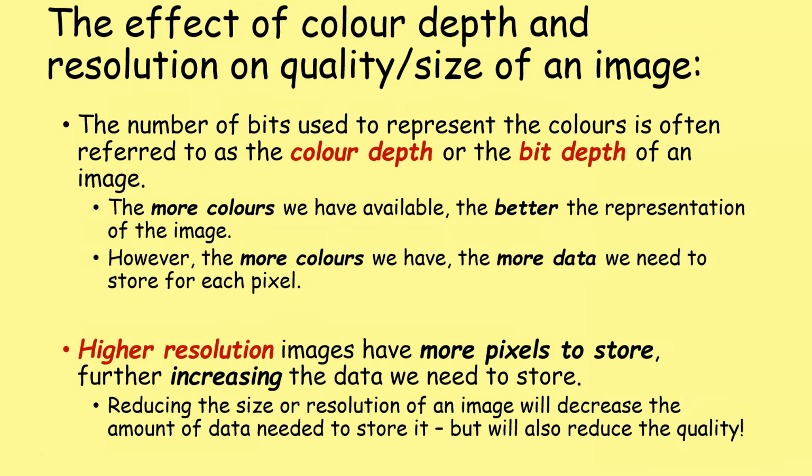The effect of color depth and resolution on quality and size of an image. The number of bits used to represent the colors is often referred to as the color depth or the bit depth of an image. The more colors we have available, the better the representation of the image. However, the more colors we have, the more data we need to store for each pixel. Higher resolution images have more pixels to store, further increasing the data that we need to save. Reducing the size or resolution of an image will decrease the amount of data needed to store it, but it will also reduce the quality.